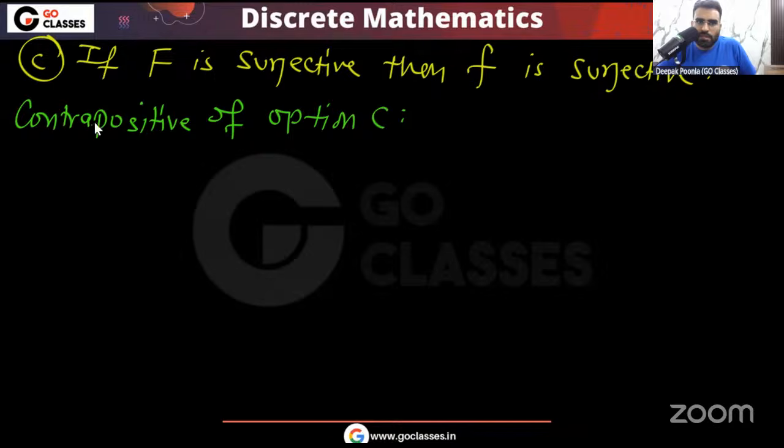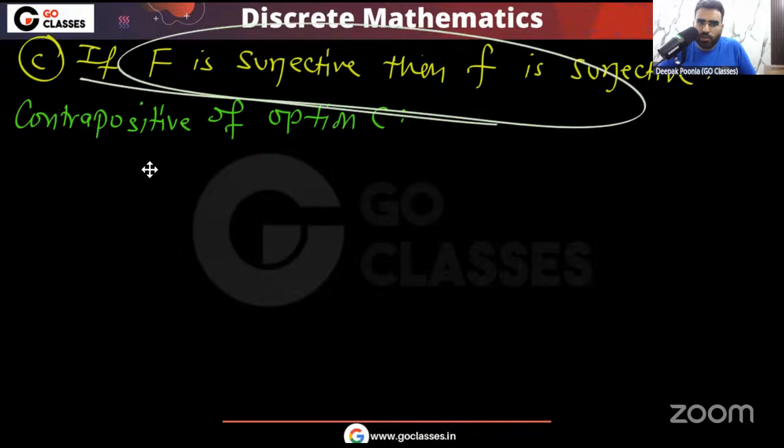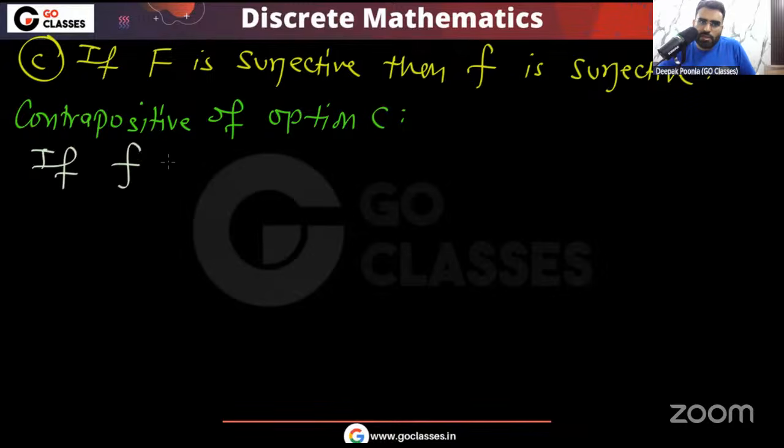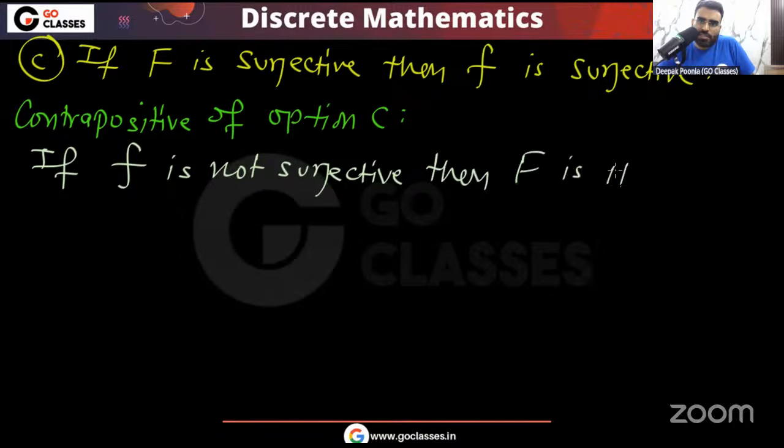You know that every conditional statement is equivalent to its contrapositive. So instead of proving this statement, I can prove the contrapositive. What is the contrapositive of option C? If small f is not surjective, then capital F is not surjective.